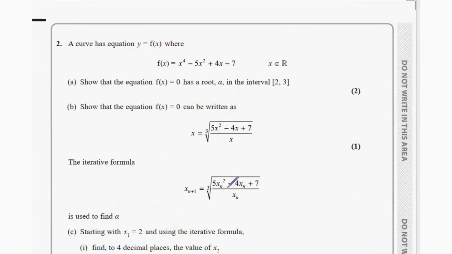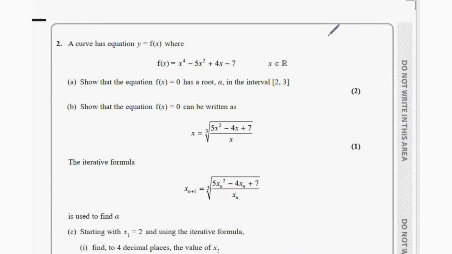Then it says a curve has equation y equals f of x, where f of x equals x to the power 4 minus 5x squared plus 4x minus 7. Show that the equation f of x equals 0 has a root alpha in the interval 2 to 3. So in this one, in order to find out whether there's a root in a given interval, you need to see if the sign is changing for the f of x value.